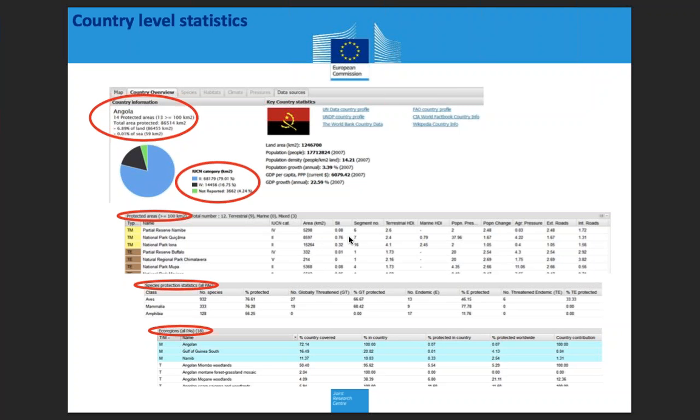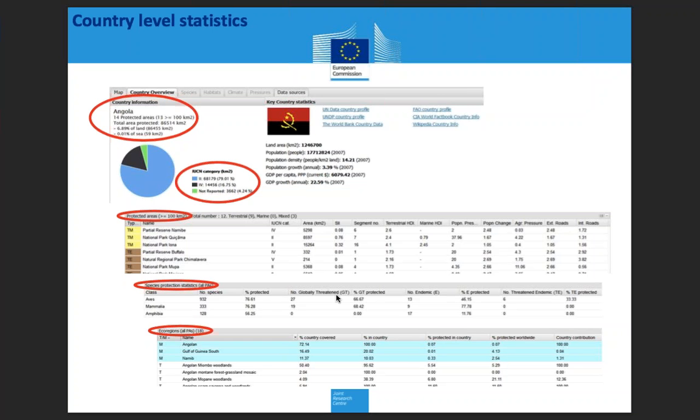Then you have a segment number, which is basically the number of distinct habitat types based on a segmentation using a set of environmental variables. You have indices based on the diversity of terrestrial habitats, marine diversity based on bathymetry, the standard deviation of bathymetry, indicators on population pressure, population change, agricultural pressure, roads inside and outside the protected area, etc.